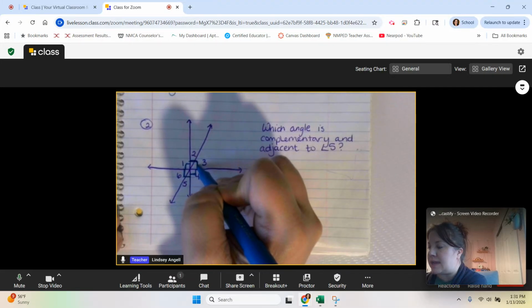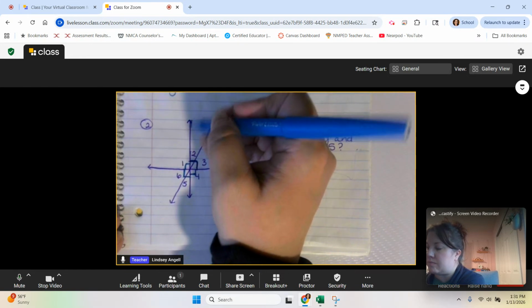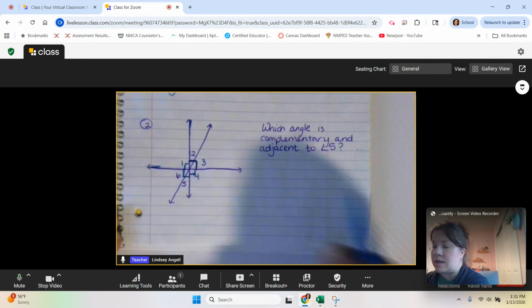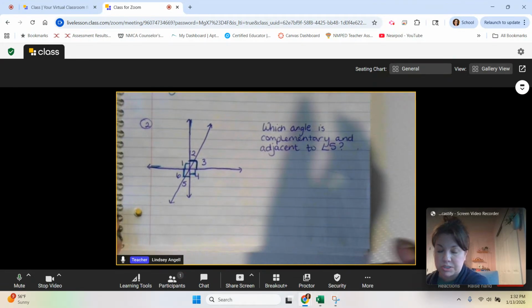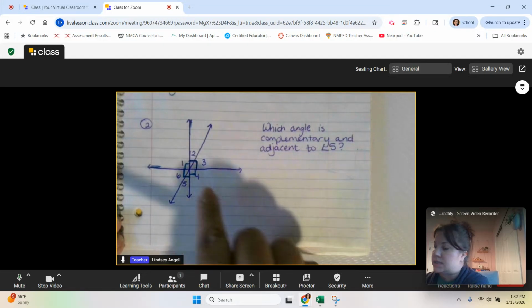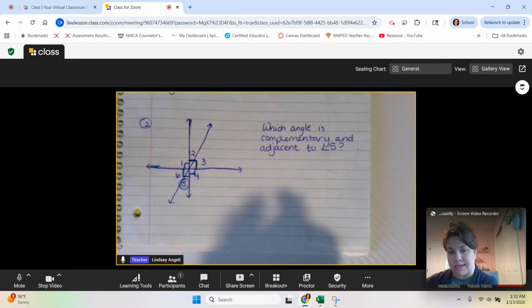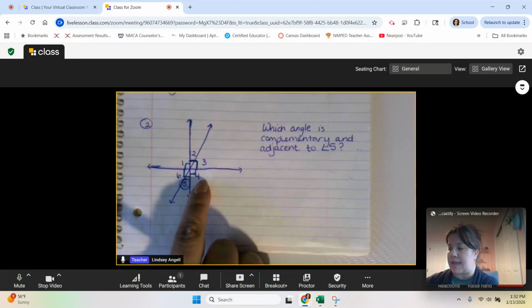And by them telling us that this is 90 degrees, that also tells us that this line here, this one, and this one are perpendicular to each other. So that means the other ones have to be 90 degrees as well. Okay, so here's angle 5. It has two adjacent angles. It has adjacent angle 6 and adjacent angle 4. But 4 is already 90 degrees.